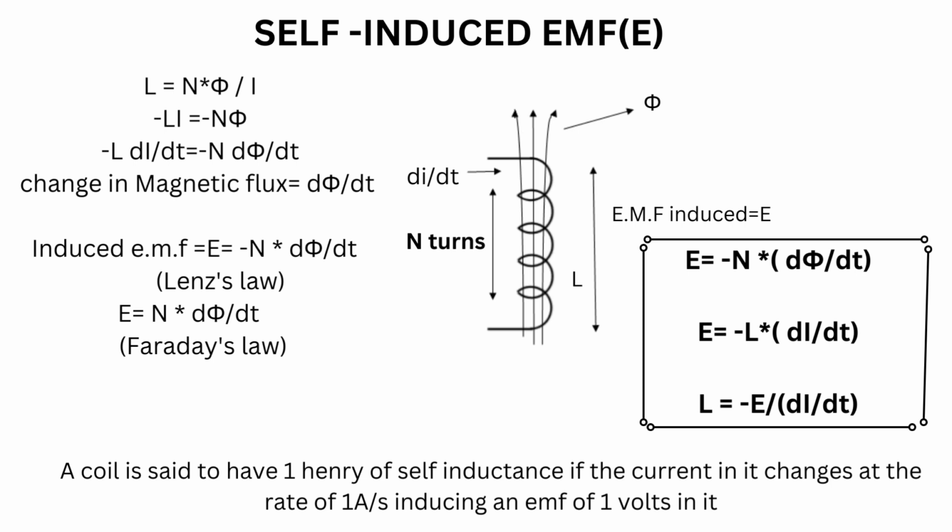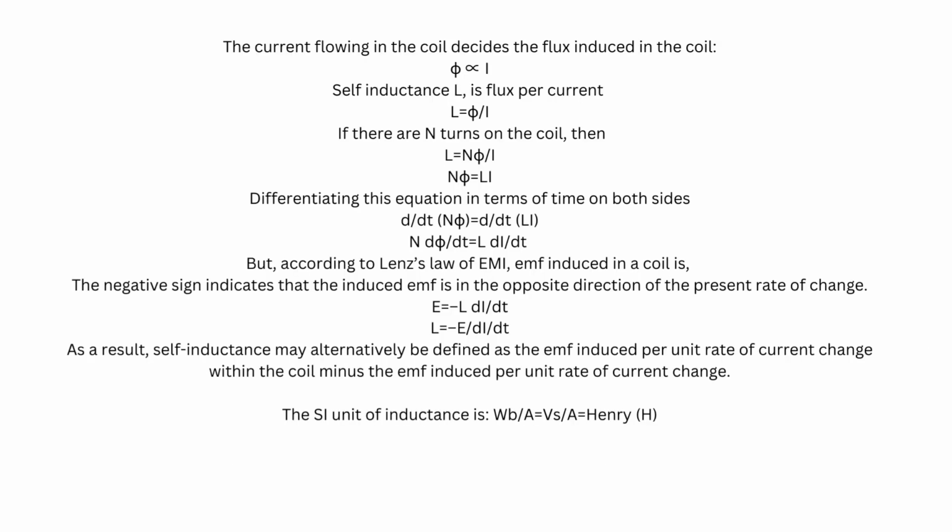So fundamentally, a coil is said to have 1 Henry of self-inductance if the current in it changes at the rate of 1 ampere per second, inducing an EMF of 1 volt in it. This is from the formula E is equal to minus L into di by dt. That is, di by dt is the change in current and L is the self-inductance, and the induced EMF is the self-inductance multiplied by the change in current, or the number of turns multiplied by change in magnetic flux.